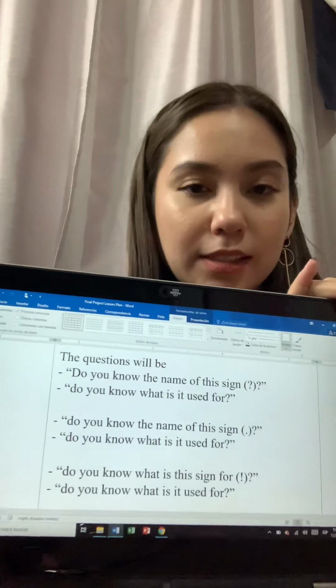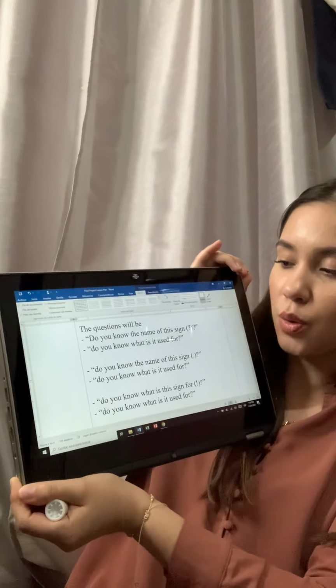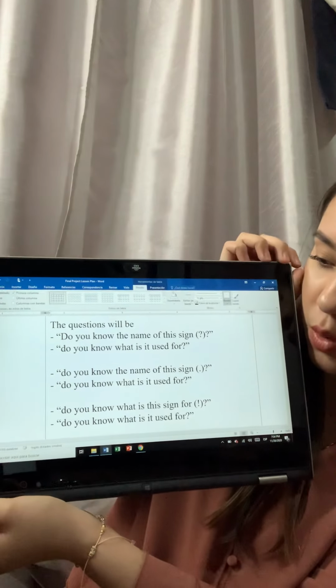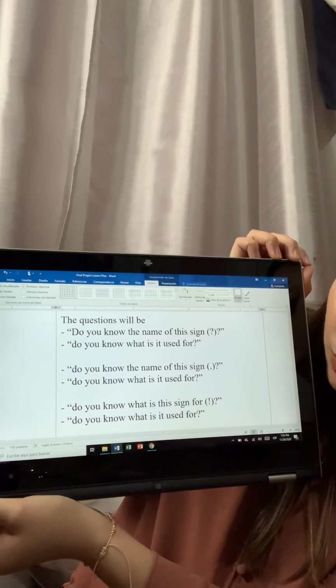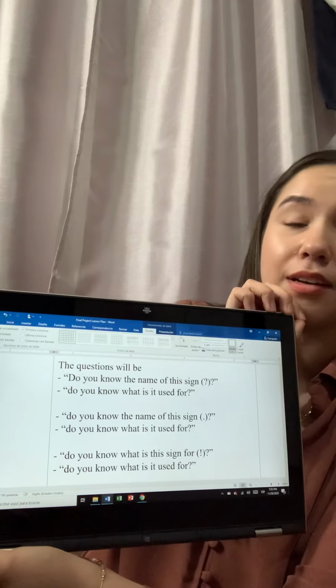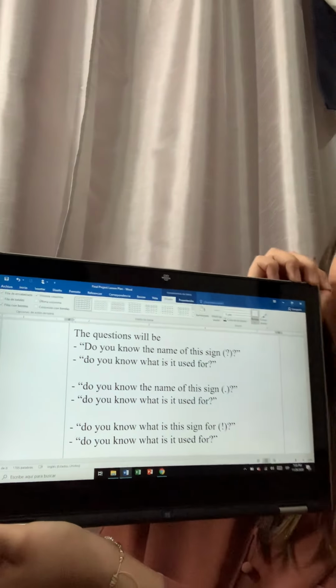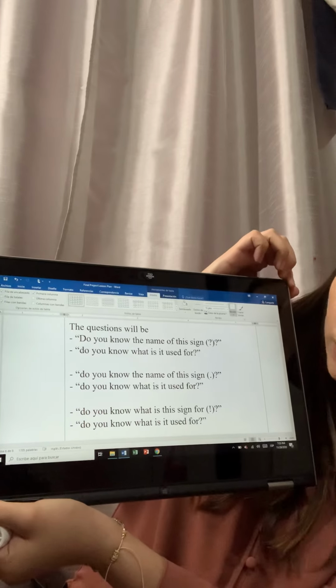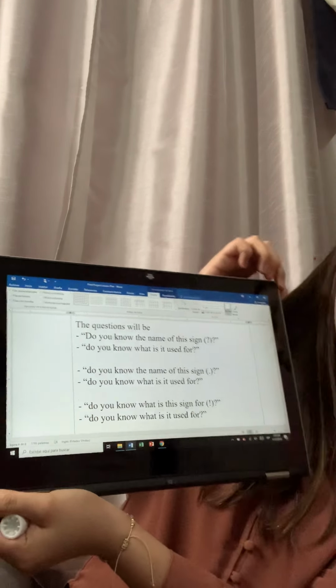So, doing a parenthesis, I'm gonna pretend I'm giving the think tanks, but the questions are gonna be these: do you know the name of this sign? Do you know what it is used for? Basically it's going to be three signs: the period, the question mark, and the exclamation mark. So there are going to be 6 questions: do you know the name of this sign, and do you know what it is used for, for all 3. I'm going to allow some time for them to answer, and then I'm gonna start my lesson.